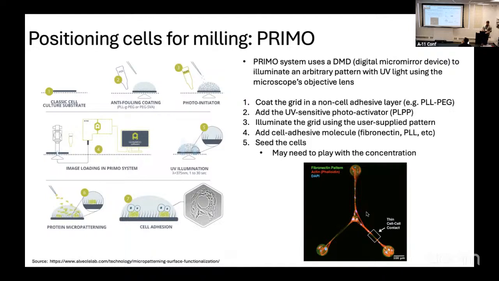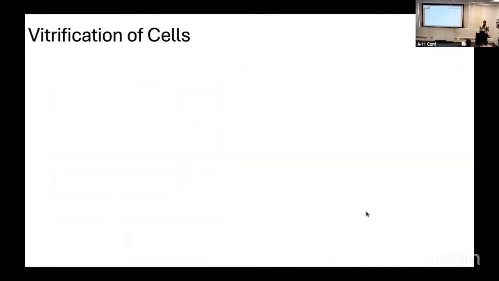So over time, the cells will deposit their own matrix and it'll go out of this, but it works decently well. And this allows you to get the cells in the middle of the grid squares, away from the grid bars, and also allows you to get them in the shape that you want.